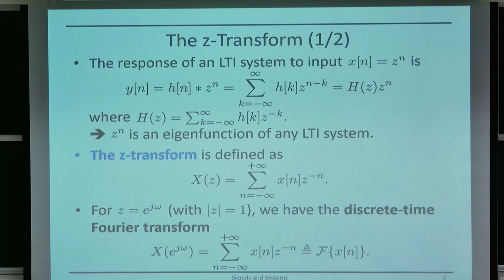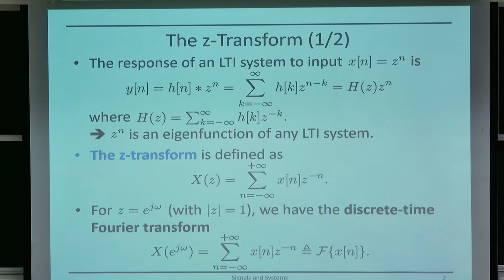Okay, so this chapter 10 is about the Z transform. The relation between the Z transform and the discrete time Fourier transform is the same as the Laplace transform with the continuous time Fourier transform. So the entire structure of this chapter is essentially the same as chapter 9.